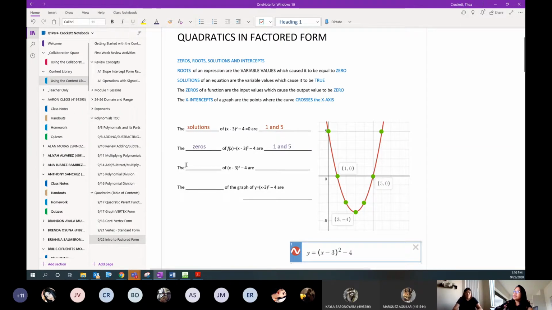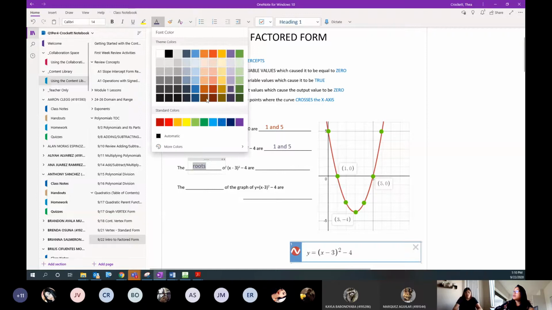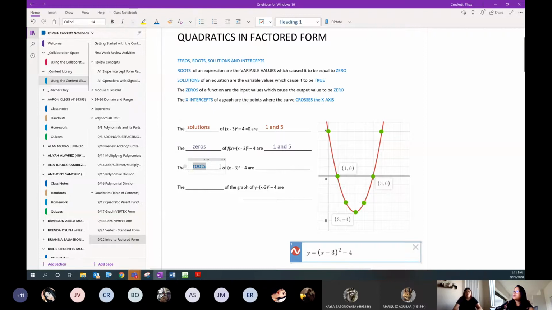Okay, all right, so next, we're just given x minus 3 squared minus 4, no equals, no f sub x. That means we just have an expression. So we're going to use the roots in place of the 0, because now we're dealing with expressions. And still, the roots are 1 and 5 because we are talking about the same graph.